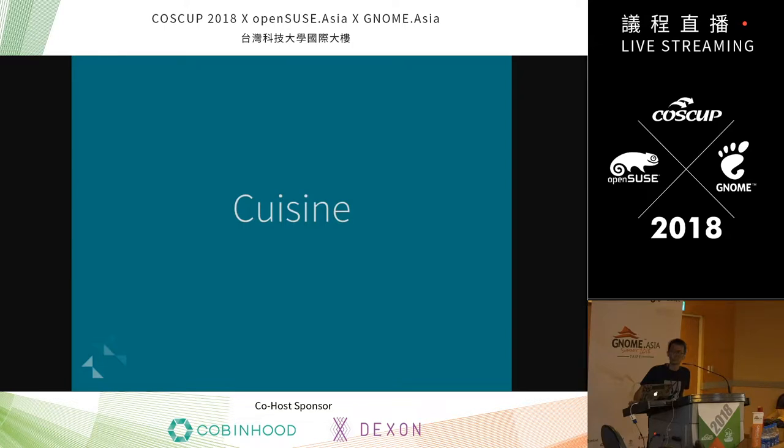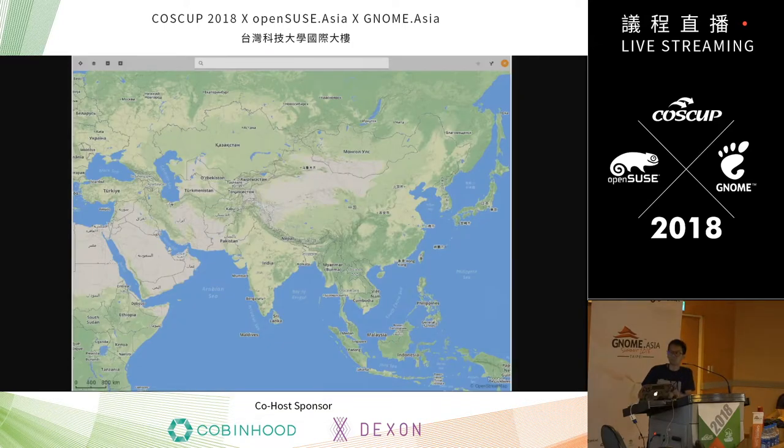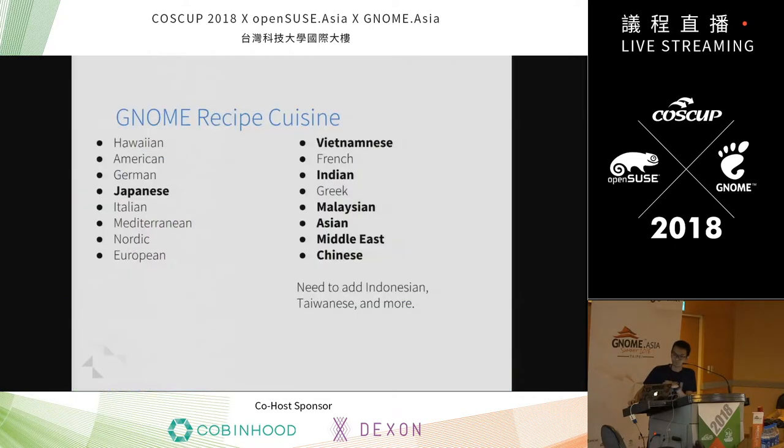The second one is cuisine. If we talk about Asia, the biggest continent in the world, there are so many countries in Asia, and there are so many cuisines in every region. Yeah, for example, in Taiwan, the taste is different from other countries. So here is the list of the cuisines in Gnome Recipe.